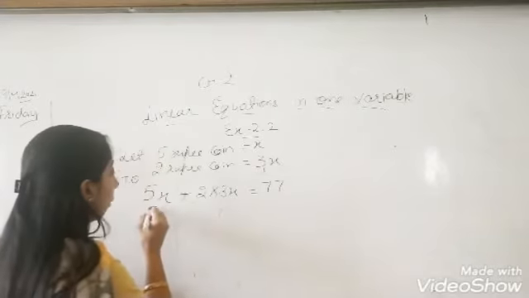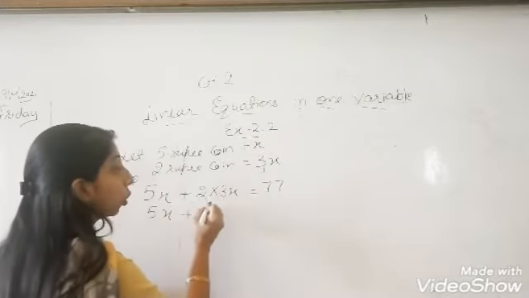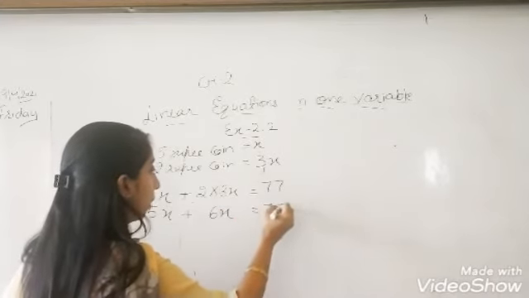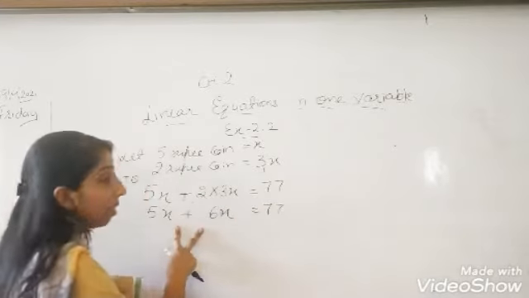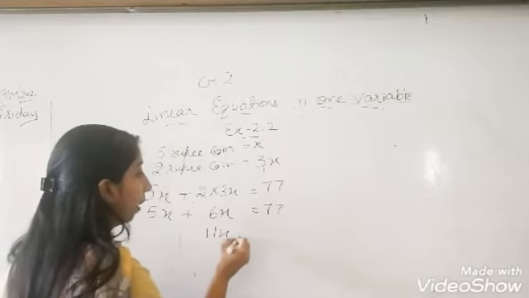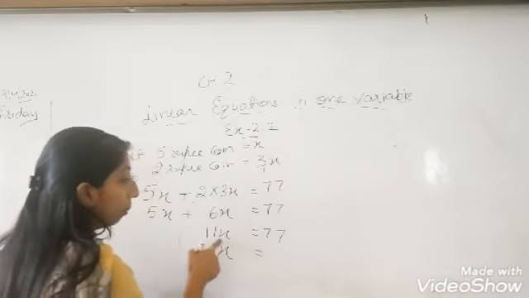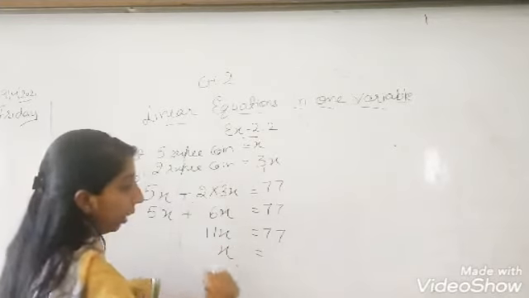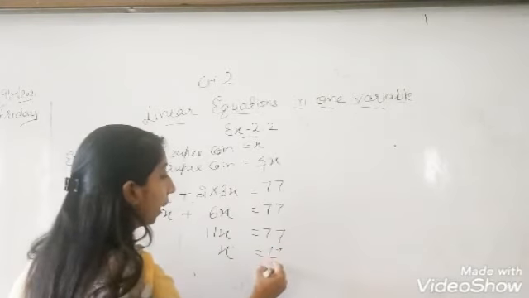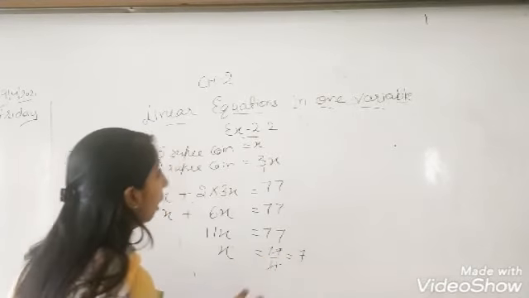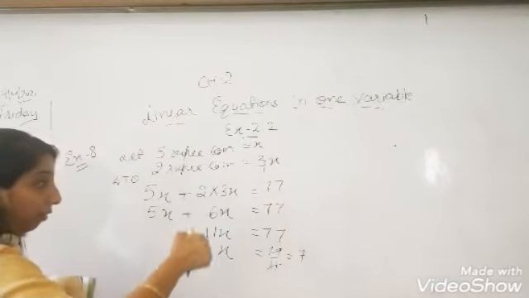Now let us solve. 5x plus 2 into 3x, that is 6x, is equal to 77. When we add both, we get 11x is equal to 77. x will remain here because 11 is multiplying here. It will divide and we'll get the answer 7. Okay. So basically 7 is the number of rupee 5 coins.